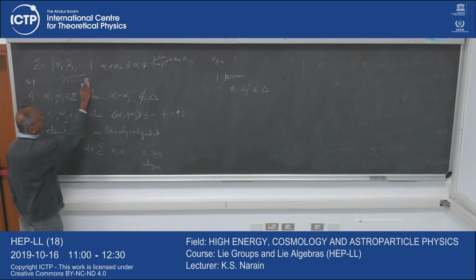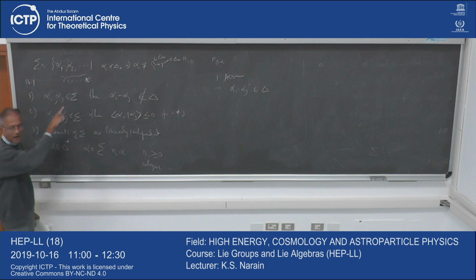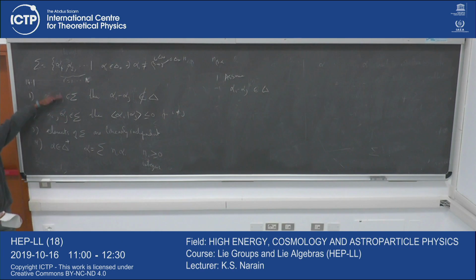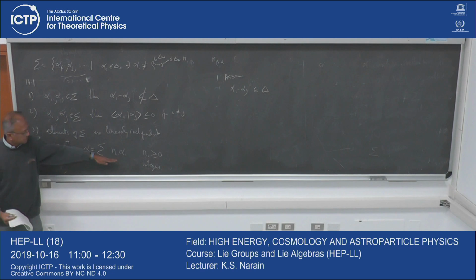At the end, it will become R. Since everything is expressed in terms of combinations of alpha I, and we know the roots span the full space, the alpha I themselves span the full space. But the full dimension of the Cartan subspace is R, the rank. So there will be R of them.